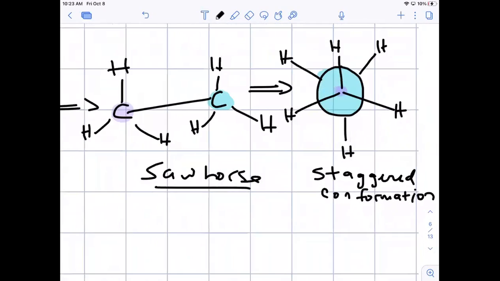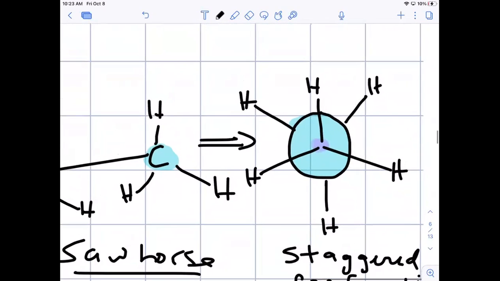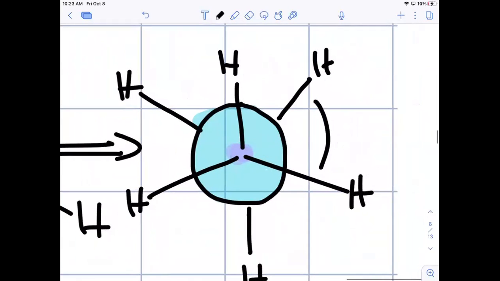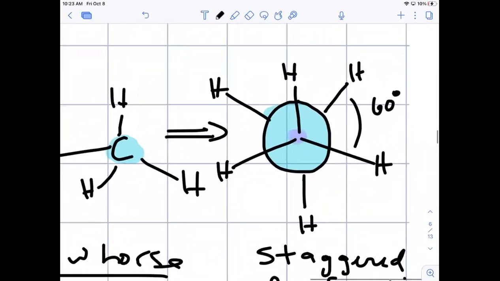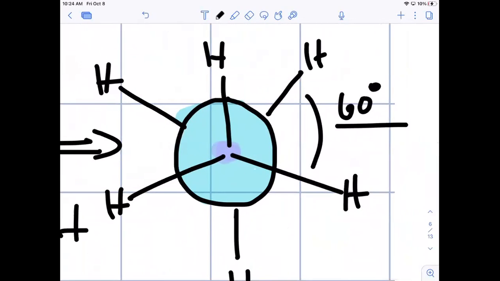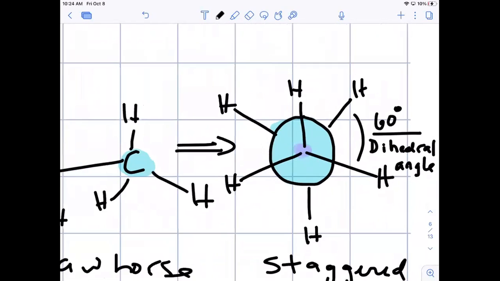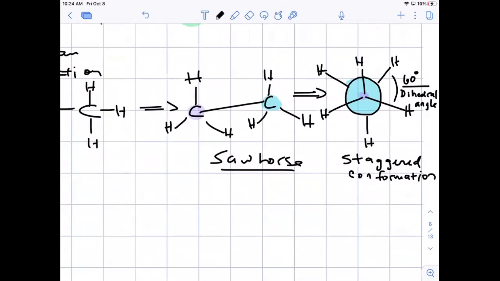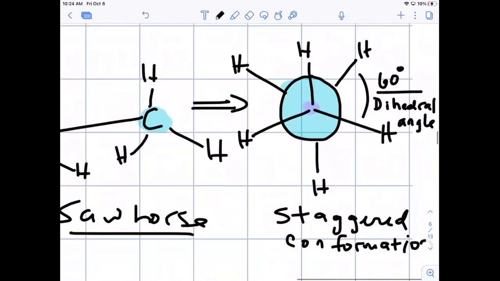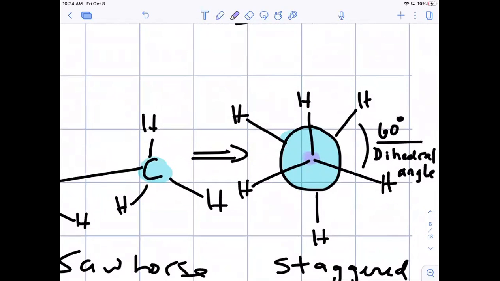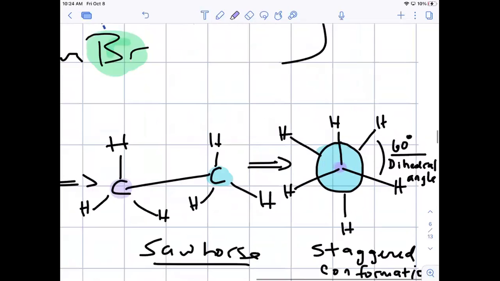Right? So if it's staggered, all of your hydrogens are 60 degrees apart. We call that gap between those hydrogens, that's 60 degrees, a dihedral angle. That dihedral angle is 60 degrees between all of your hydrogens. Right? So the back carbon is the teal turquoise color carbon, and the front carbon is the purple color. All right. And it's like we're looking down that bond.